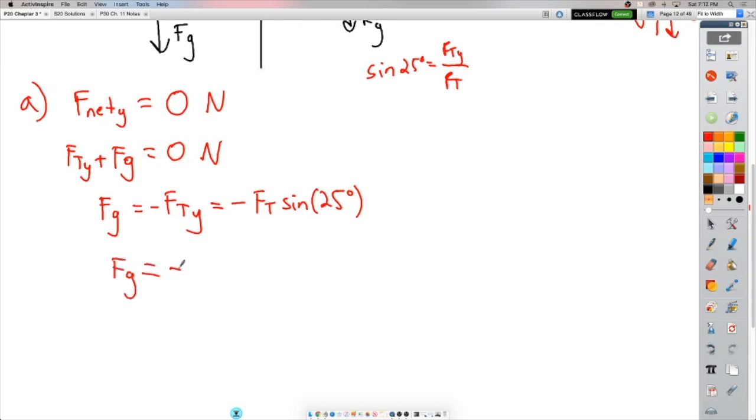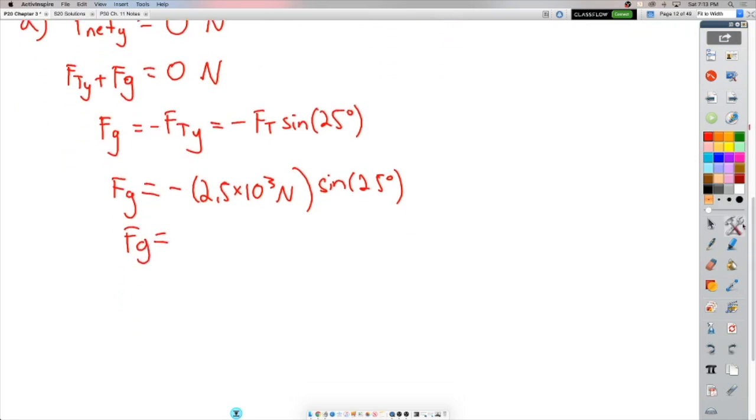Fg equals negative Ft, being 2.5 times 10 to the third power newtons, times the sine of 25 degrees, and we get the max weight, the weight where if it was any heavier, the tensile strength would be exceeded and the chain would break. Fg, the maximum, would be negative 1056.5457, just keeping some extra sig digs in case I need them later, newtons. Now that negative, what does that mean?